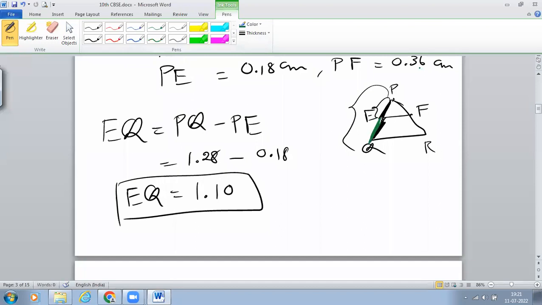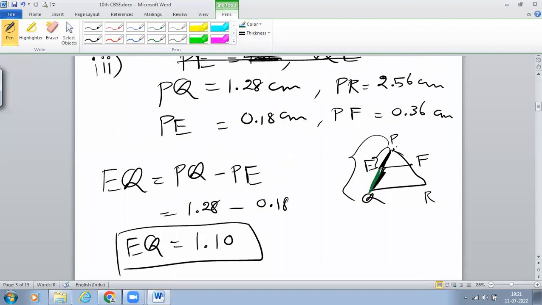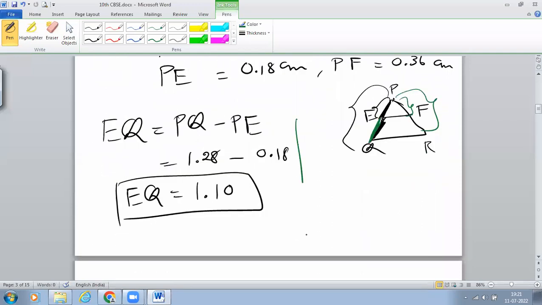Now similarly, here also PR is given as well as PF is given. To find FR, FR is equal to PR minus PF. Yes or no? From here to here it is PR, that length is given, and PF is also given. So when you subtract PF from PR, we'll get FR.